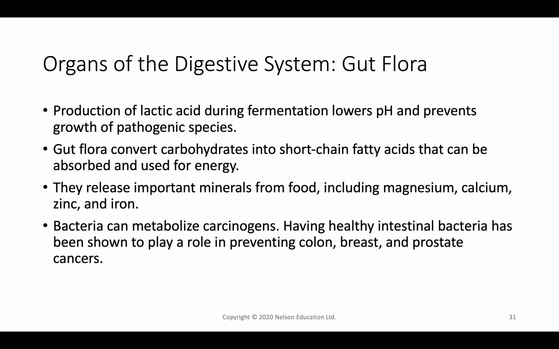So the last step of absorption is going to be carbohydrate absorption in the large intestines. They're also responsible for taking minerals out of the food and releasing them, things like magnesium, calcium, zinc, and iron that can still be bound up in that residual waste. And they can help metabolize carcinogens. So if we have specialty intestinal bacteria that we know is healthy, that's been linked to the prevention or the reduced incidence of colon, breast, and prostate cancers.